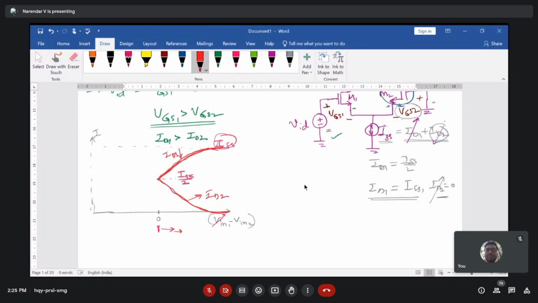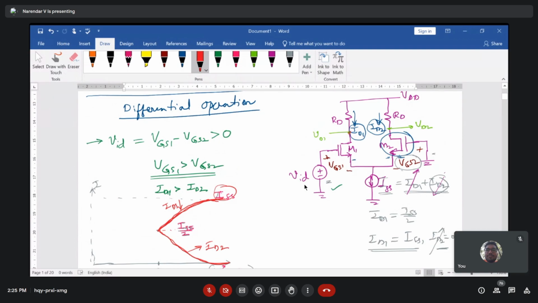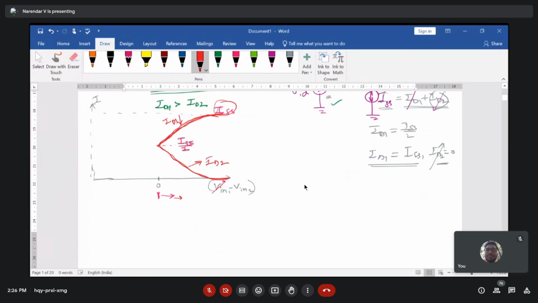Right? Now, if we try to draw the VD1 and VD2, means the drain voltage at the transistor M1 and drain voltage at the transistor M2, that we are going to plot now. So here I can take the x-axis remains same, which is V input 1 minus V input 2, and this is 0 point here.